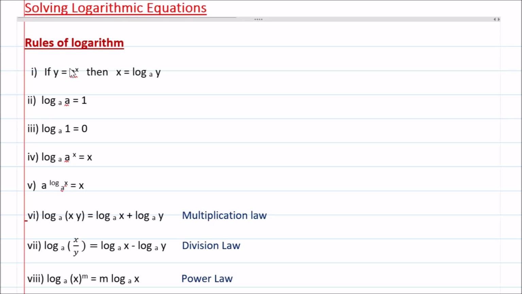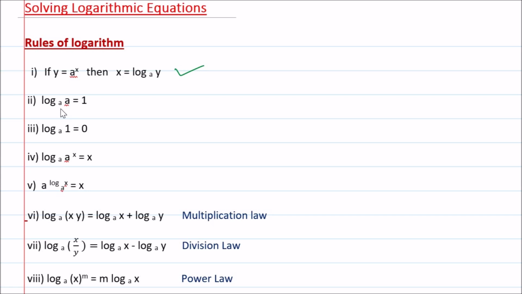Rule number one: if y equals a power x, then x can be written as log y base a. So an exponential equation we can convert into a logarithmic equation, and this is how we can do it. If y equals a power x, then x equals log y base a.